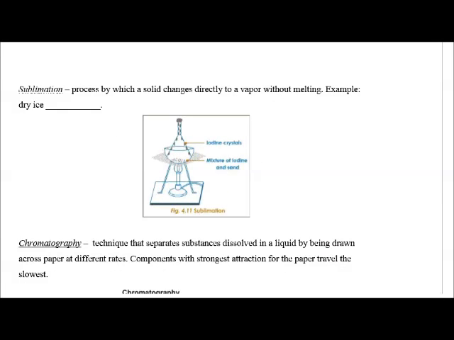Sublimation is the process by which a solid changes directly to a vapor. The classic example is dry ice, CO2, carbon dioxide, in the solid phase. The carbon dioxide will sublime directly into CO2 gas.